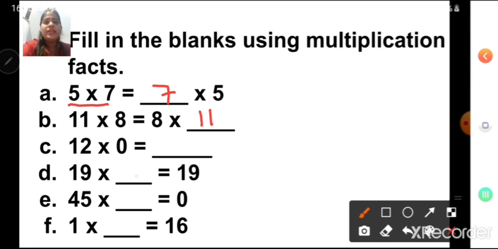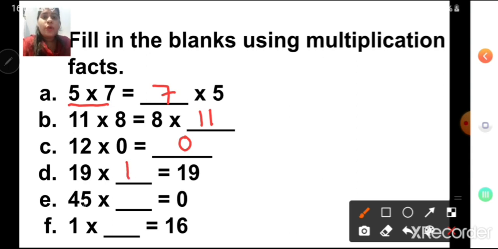C1 is 12 into 0. Any number multiplied by 0 is 0. Right? Then D1, 19 into dash is equal to 19. Now 19 is given to us. Our answer is 19. Which number do we have to multiply to get the same number? Number 1. So we'll write here number 1.